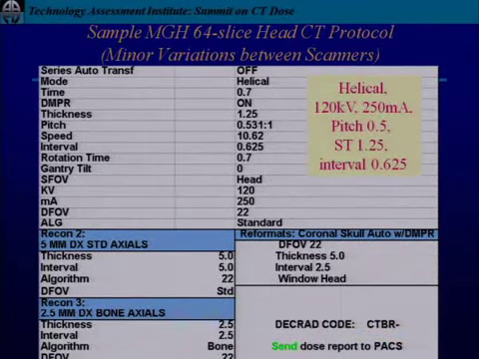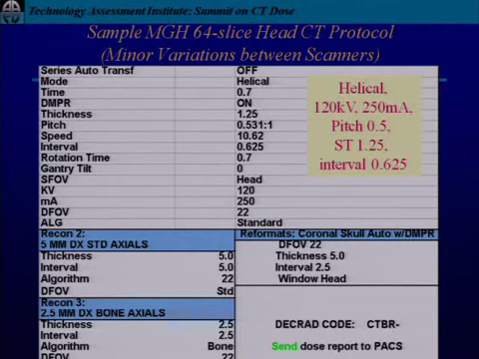This is one of our sample protocols for standard routine non-contrast head CT. We do all our examinations in helical mode, 120 kV, 250 mA, a pitch of about 0.5, slice thickness of 1.25 with an interval of 0.625. That is pretty standard. What should be noted here is that we recon from that a 5 millimeter thick standard slice, and then we also output axial slices using a bone kernel, a sharp kernel. And we always make coronal images.